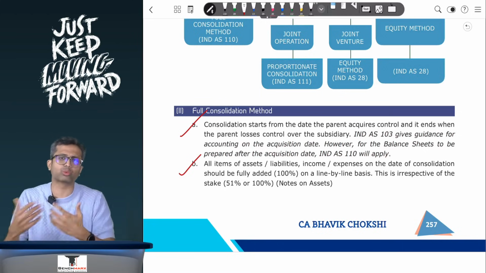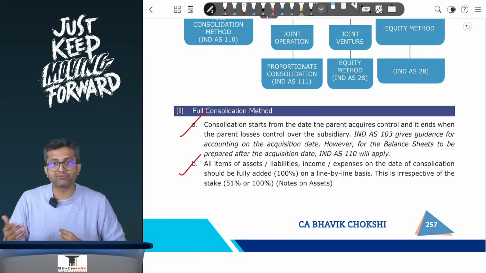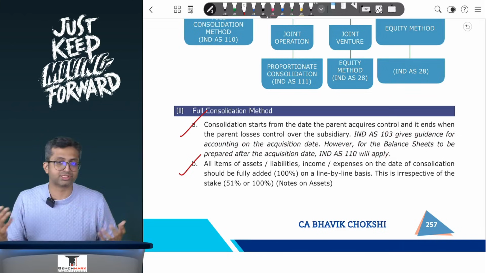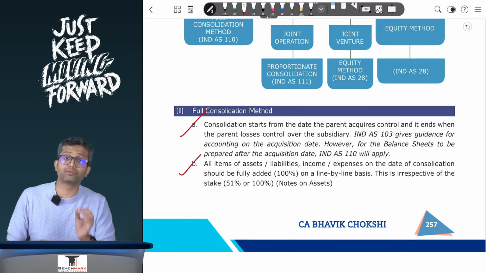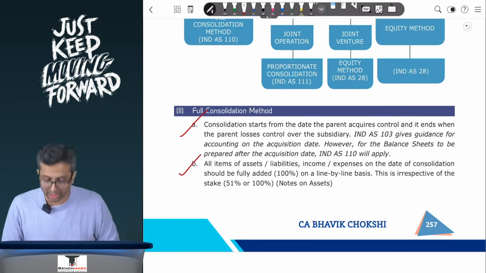But once the acquisition date is done, after that, the subsidiary can keep on earning profits. There can be a lot of other transactions. How will those transactions be accounted for? The guidance for that is given under Ind AS 110.